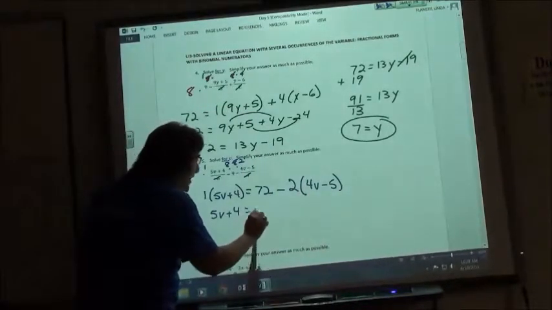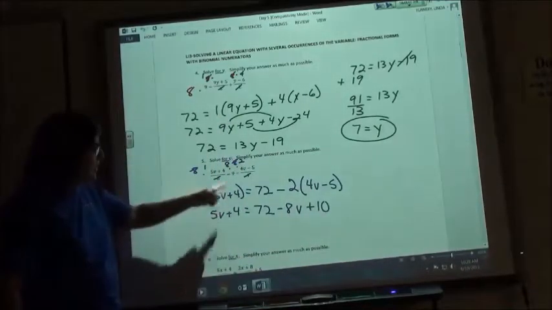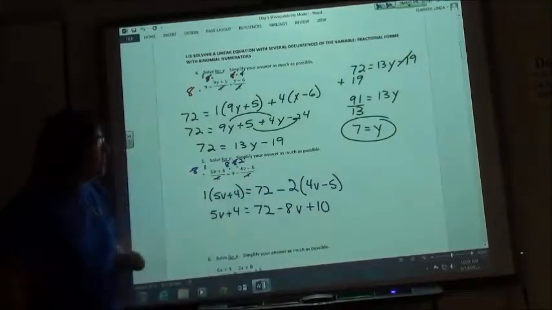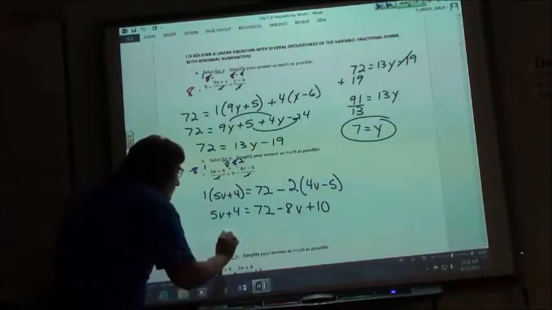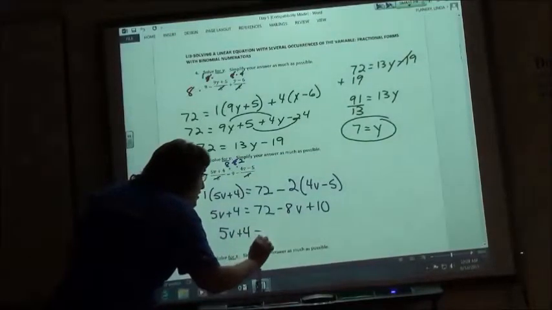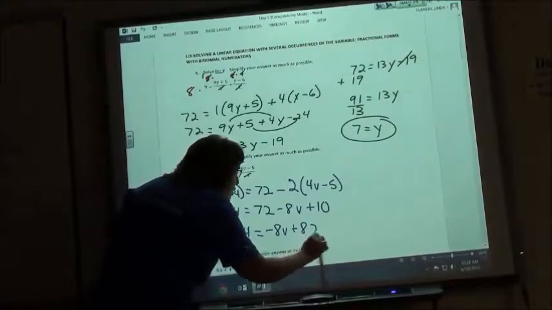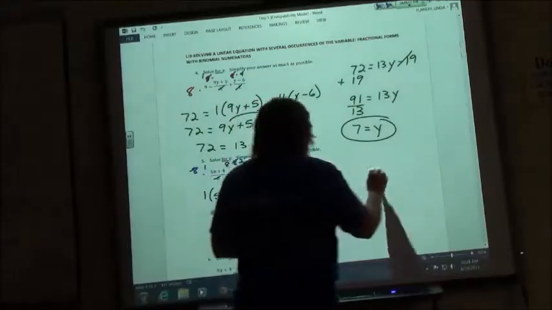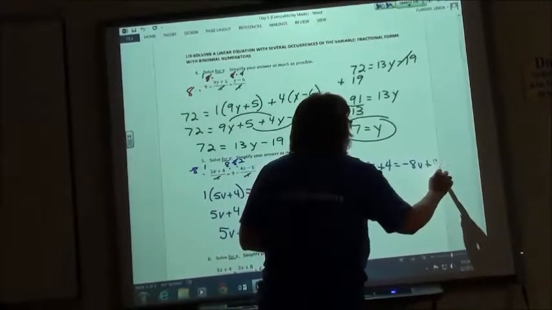So I am going to get 72 minus 8v plus 10. You have to be really careful with this sign that you distribute it out. And that's why I like to put the parentheses there so I don't forget, oh, there was a minus sign in front of that fraction, and I get the right signs. 5v plus 4 then is going to equal negative 8v plus 82 if I can combine my like terms. So I'm going to go ahead and rewrite that. 5v plus 4 equals negative 8v plus 82.